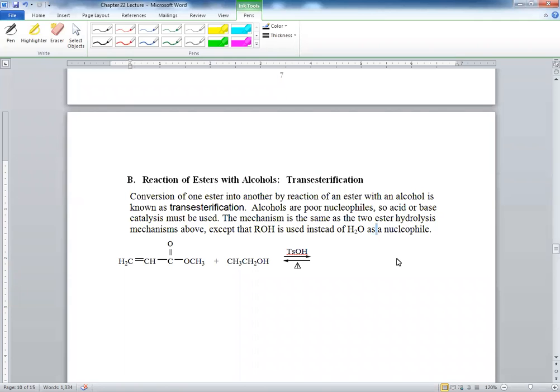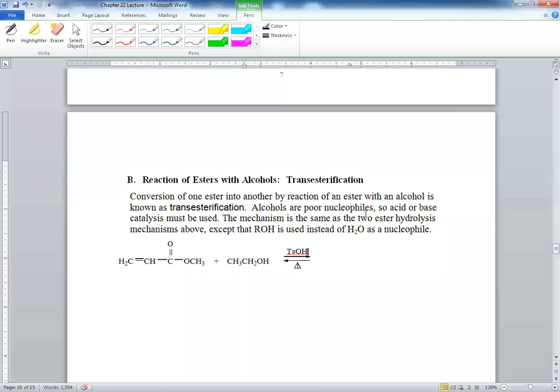Last reaction of esters is with alcohols. Basically, what that means is you are replacing the OR group with another OR group by using, of course, a reagent that is an alcohol. So that's called transesterification. The conversion of one ester into another by reaction of an ester with an alcohol is known as transesterification.